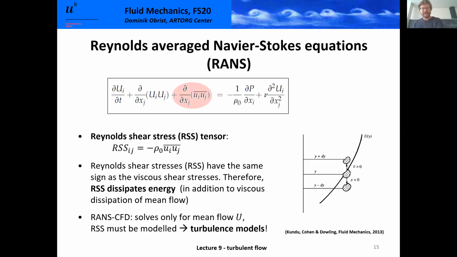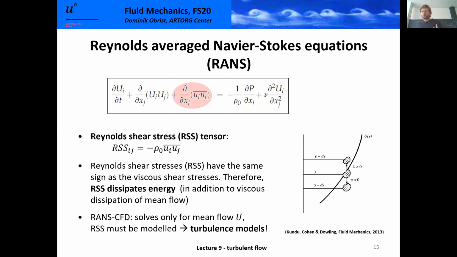If this red term was not there, we would have an equation where we have only the mean quantities in it, and we can try to solve it just as we solve any other Navier-Stokes equation, and we just get a solution for the mean flow without the fluctuations, which for many technical purposes is good enough. The problem is that this red term is an unknown quantity. Statistically speaking, we can try to understand what this term ui, uj over bar means.